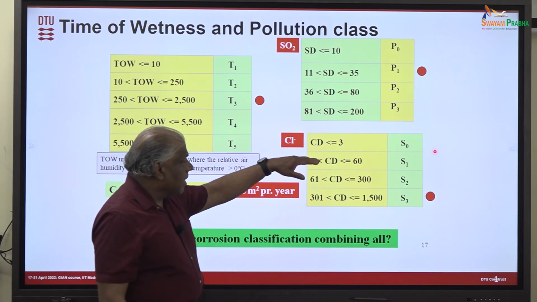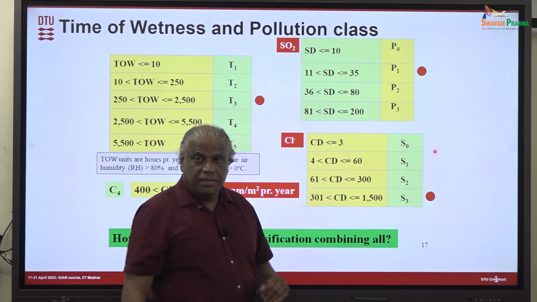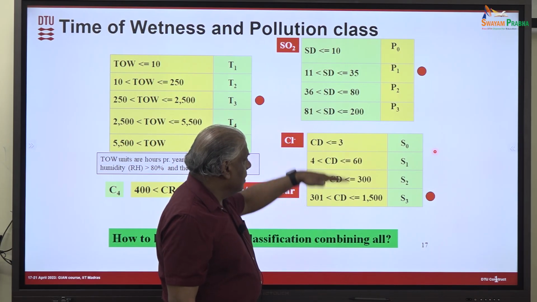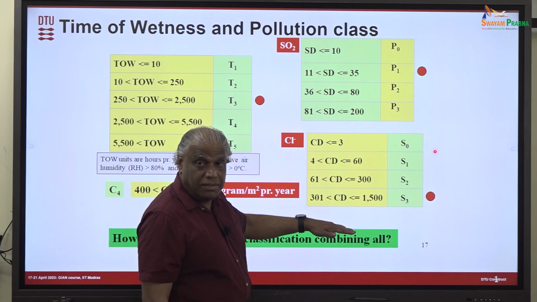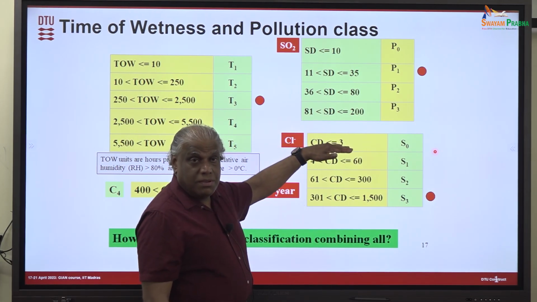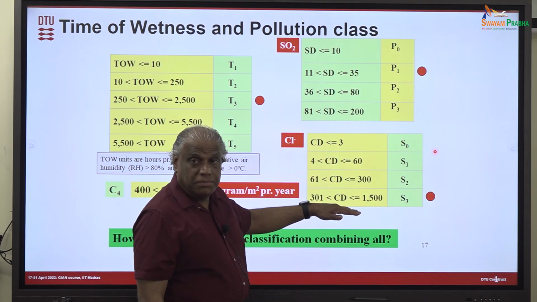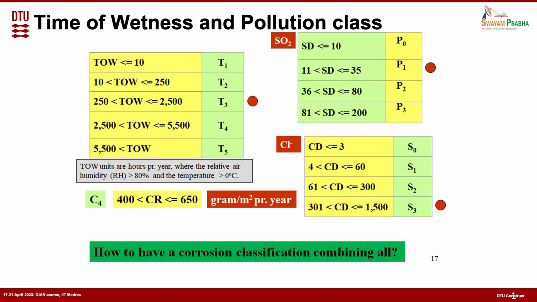For example, from the chloride point of view, it is divided into S0, S1, S2, S3, like that, because that shows from less chloride deposition to high chloride deposition. So you can take this as probably inside a room, and this as offshore. If it is S3, then we know that you need to expect that level of chloride deposition, and you can do certain calculations based on that.